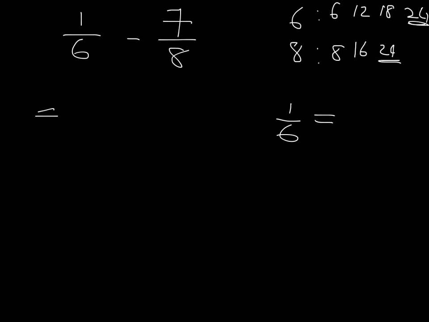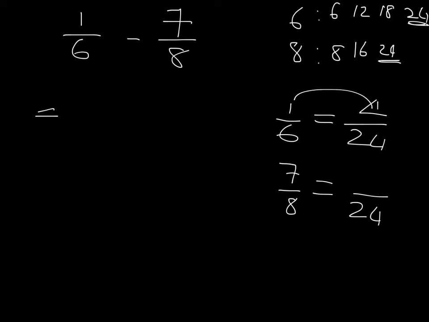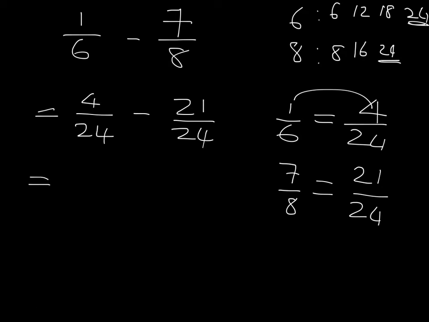We take 1/6 and 7/8, and we write them both with that denominator of 24. We've multiplied 6 by 4 to get 24, so we must multiply the 1 by 4 and we get 4. We've multiplied 8 by 3 to get 24, so we must multiply the 7 by 3 and we get 21. So we've got 4/24, and we're going to take away 21/24. We have 4 of those 24ths, and we take away 21 of those 24ths. We take 4 and subtract 21, we get -17/24.